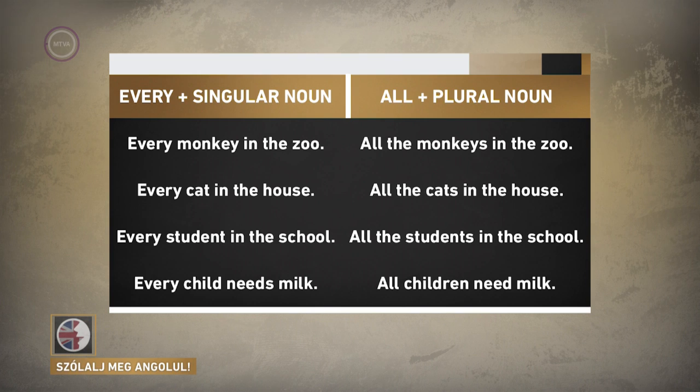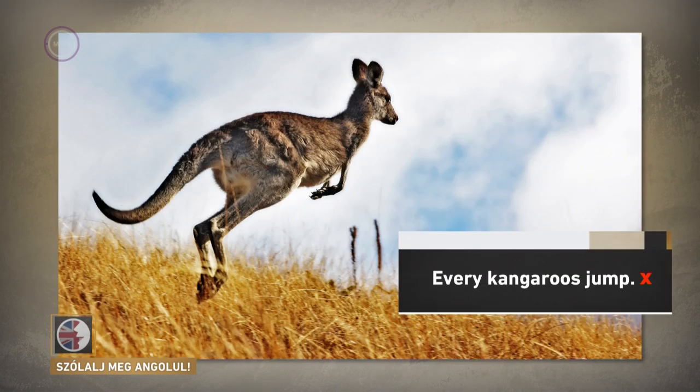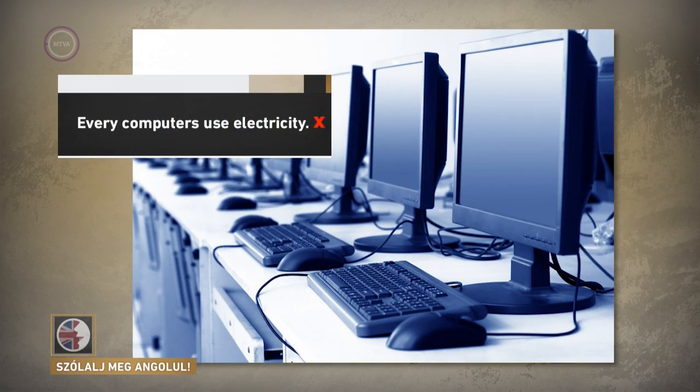We started with 4 sentences using every, and we learned that when we use every, we follow it with a singular noun. It's not every kangaroo's jump. It's not every kangaroo jumps. We don't say every computers use electricity. We say every computer uses electricity. And you obviously noticed that because we follow every with the singular noun, we have to make sure that the verb is correctly conjugated. Not every kangaroo jumps. Every computer uses electricity.